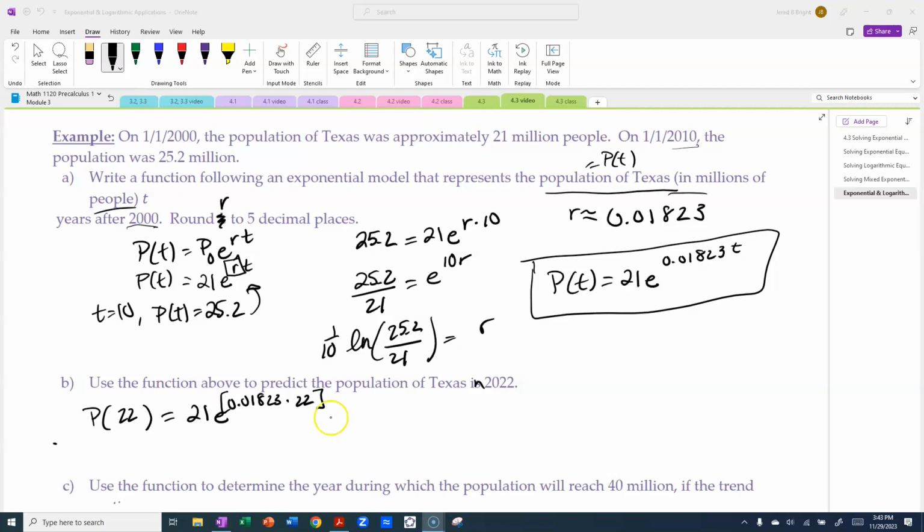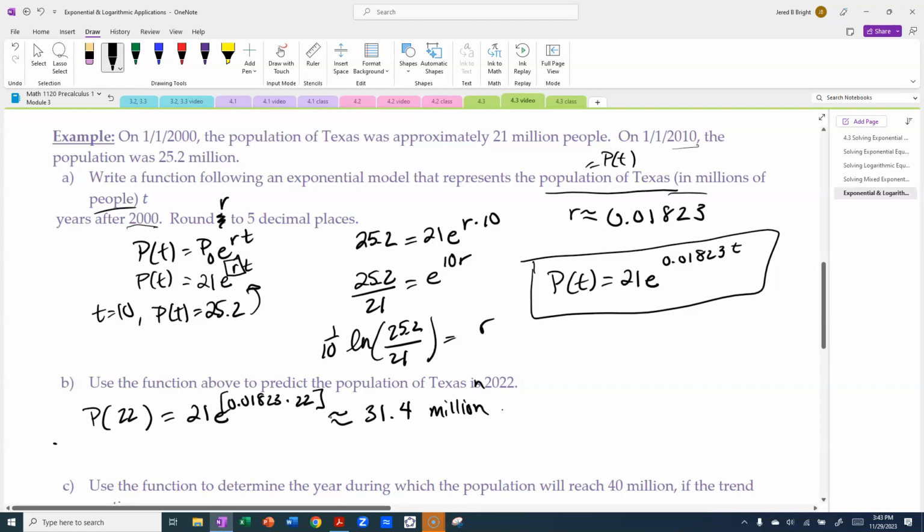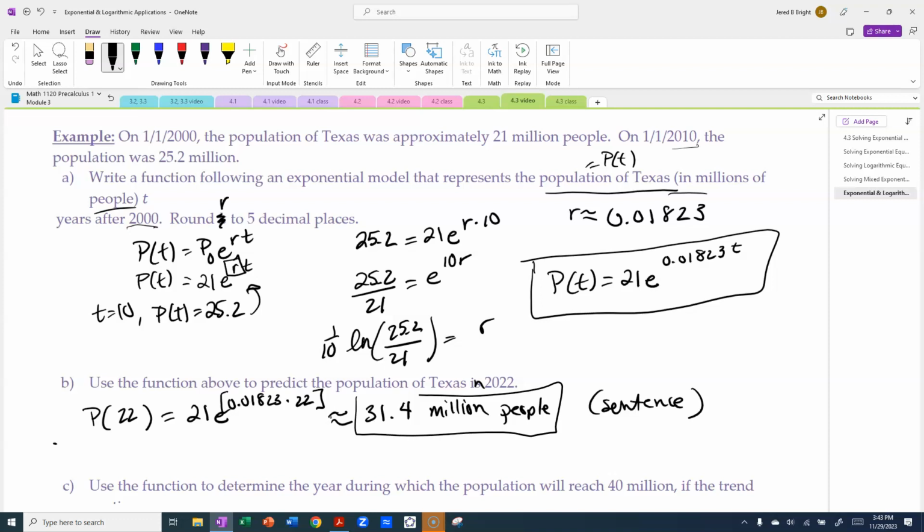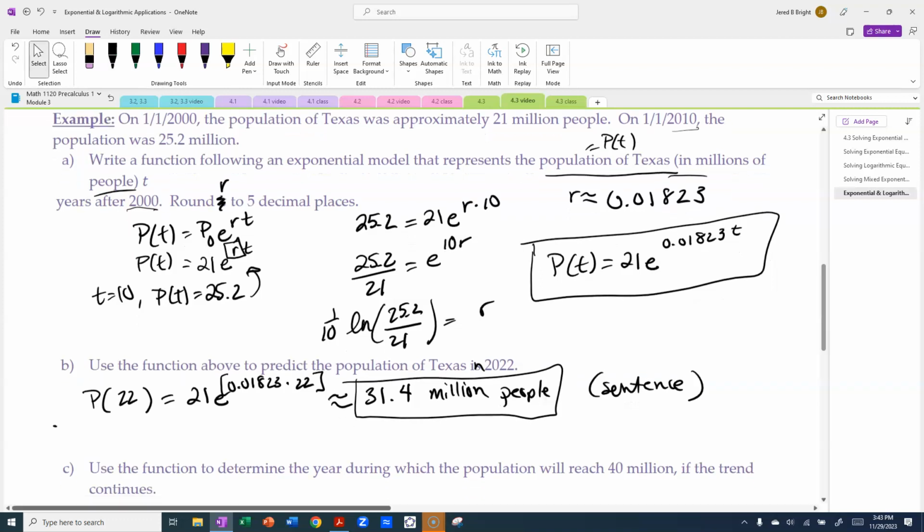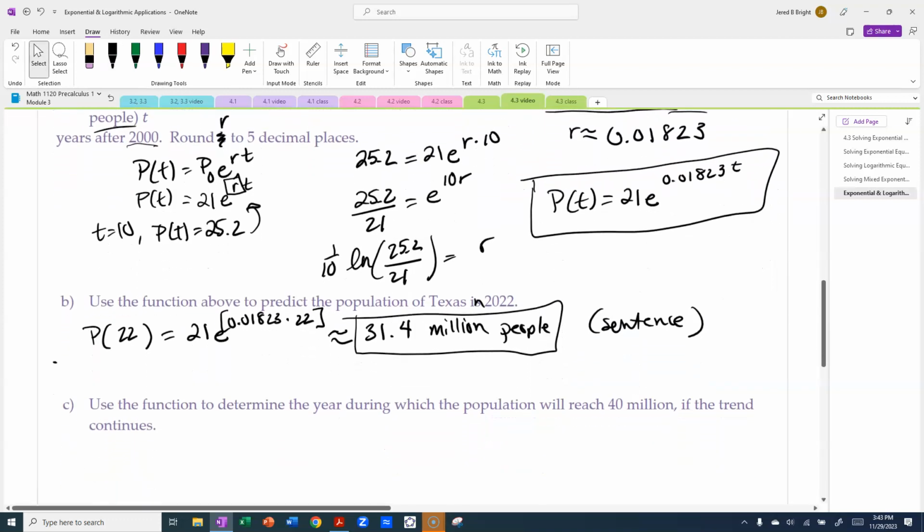And when you do, this is approximately 31.3, oh gosh, how do I round this? Let's do just one decimal place, 31.4 million people, okay? Really, we should write this in a sentence, but I'm going to let you imagine what that sentence would look like for time purposes, okay? But if we're in a context, you should always report your answer in context form. All right, so that was part B.